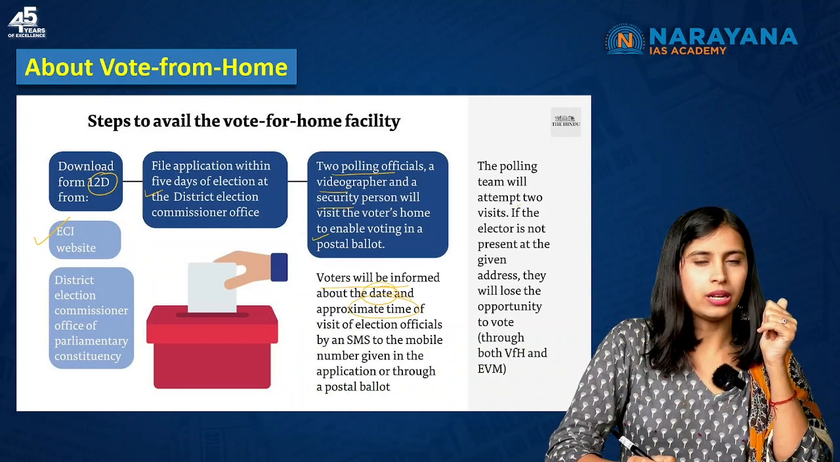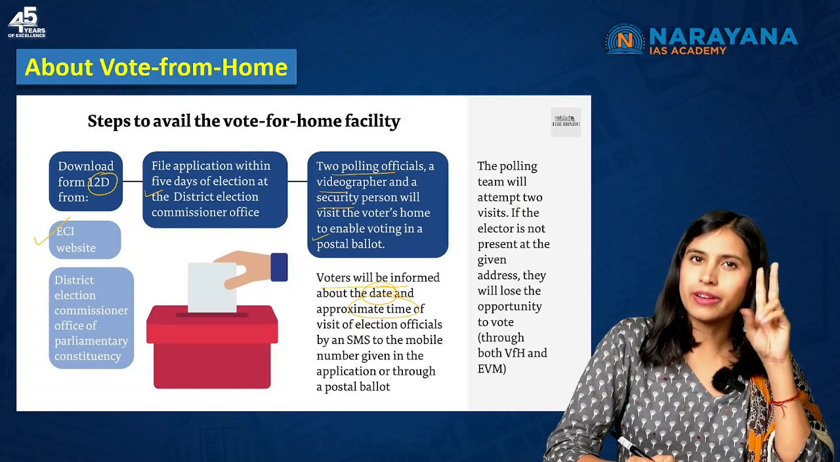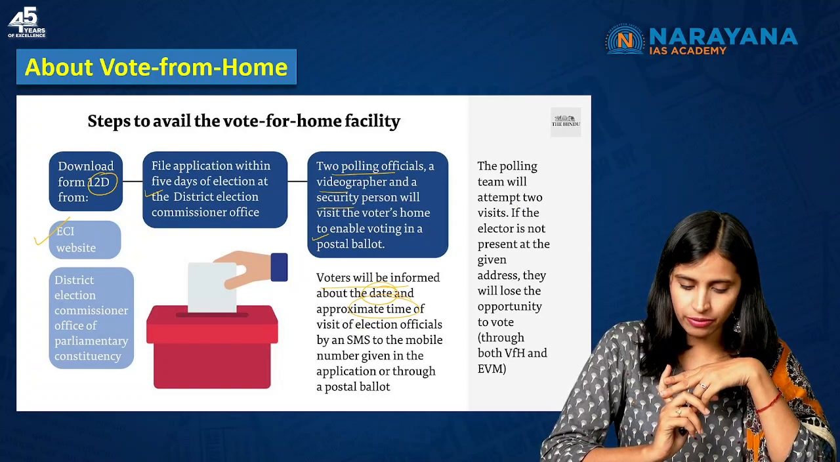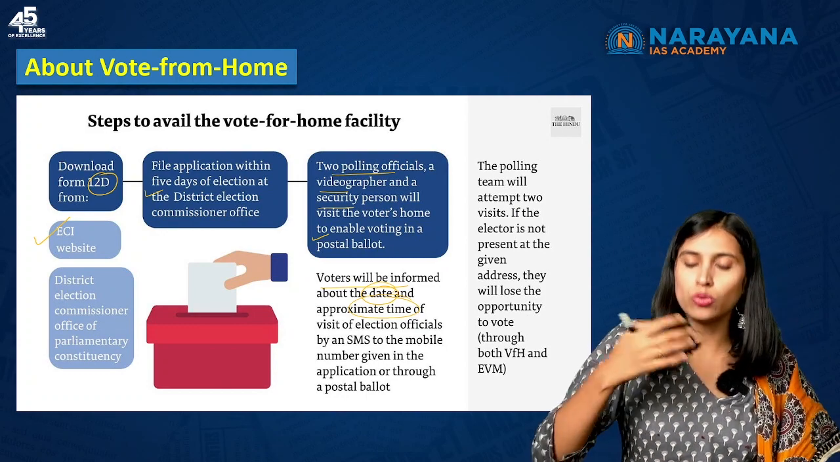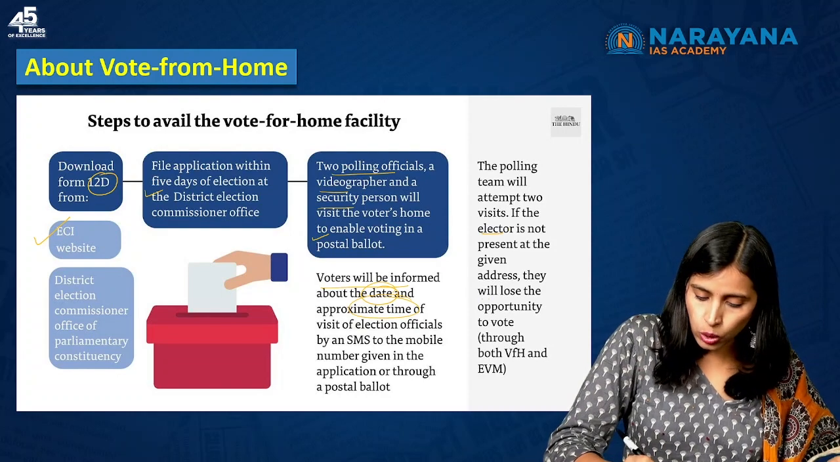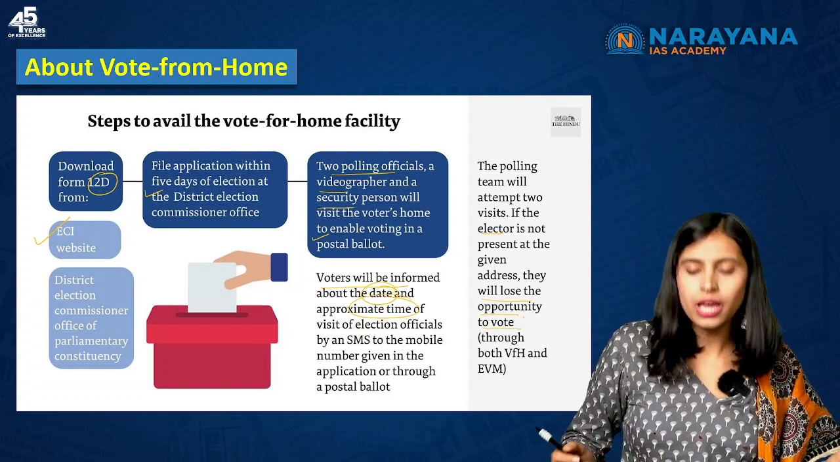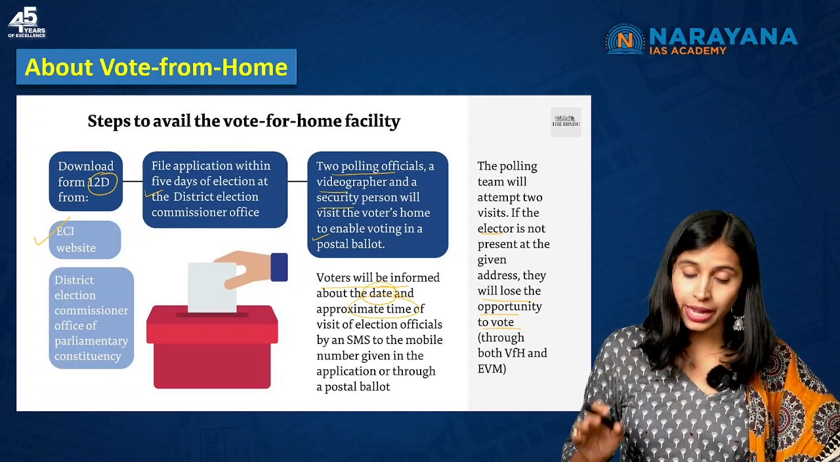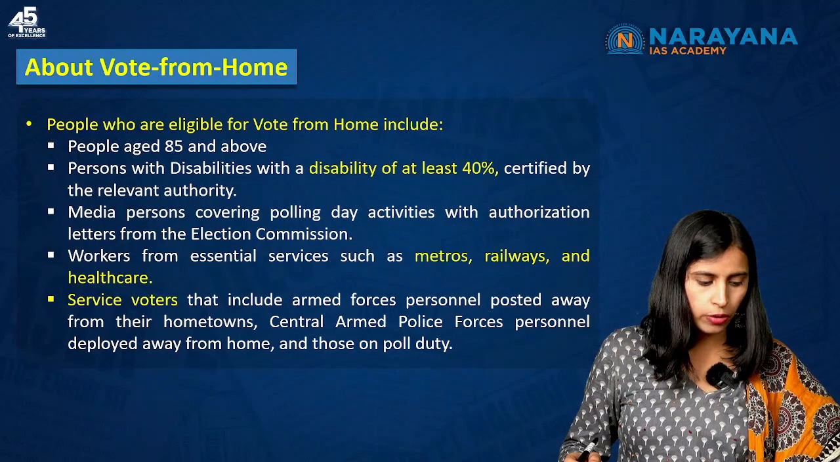If with the first visit they are not able to find the person, they will try a second visit. They will again intimate the timing and the day on which they will visit. And in 2 attempts, if they do not find the elector present at the given address, then the person will lose the opportunity to vote through the vote from home mechanism that is given to them, and even EVM. Okay, so this was understanding what vote from home was.